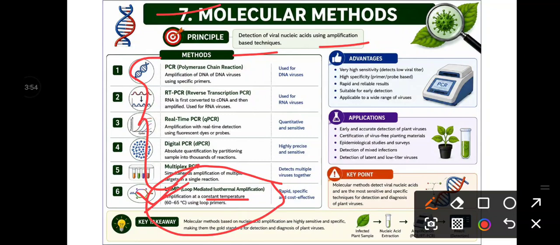Here the nucleic acid can be amplified at a constant temperature, that is 60 to 65 degrees Celsius, using loop primers. These are complicated things we will discuss in detail in a separate video. Okay, so two types of amplification method we saw here: one is PCR and the other is isothermal amplification. These are very commonly used because of their very high sensitivity, very high specificity due to the use of primers and probes, very highly reliable results, and early detection also.